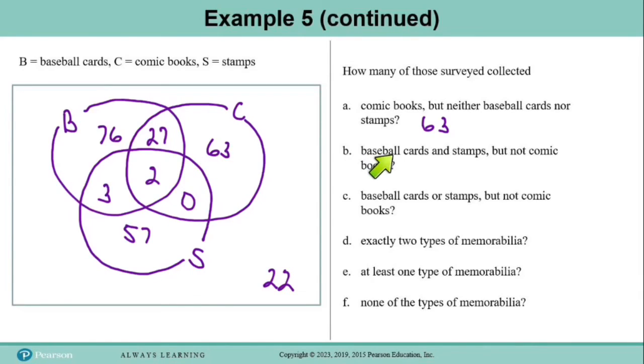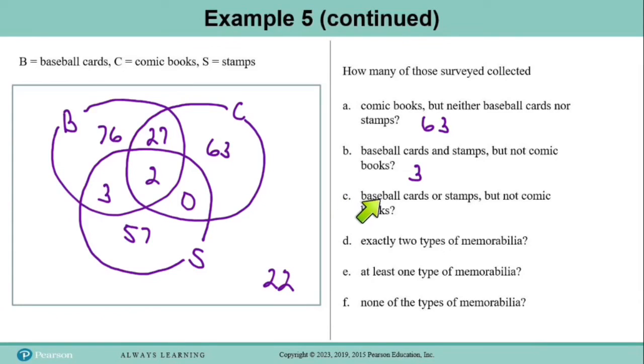And how many collected baseball cards and stamps, but not comic books? Okay, so here is where the baseball card and stamp circles overlap. So how many collect baseball cards and stamps, but not comic books? Okay, so we only want the 3 people here. We don't want to include these 2 people because they are inside the comic book circle. So that would be 3 people who collect baseball cards and stamps, but not comic books.